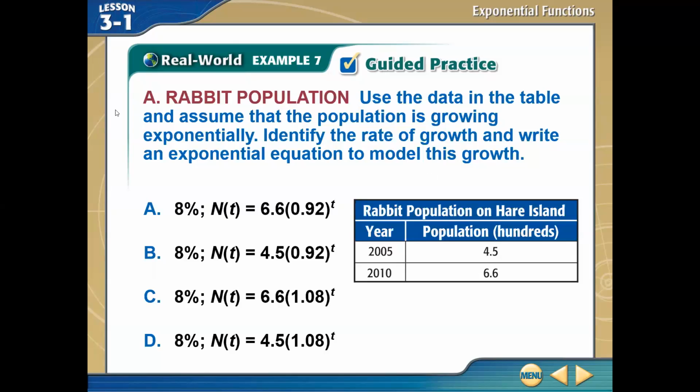Dang it. So we know it can't be A or B, so it has to be between C and D. Looks like it's going to be D here.